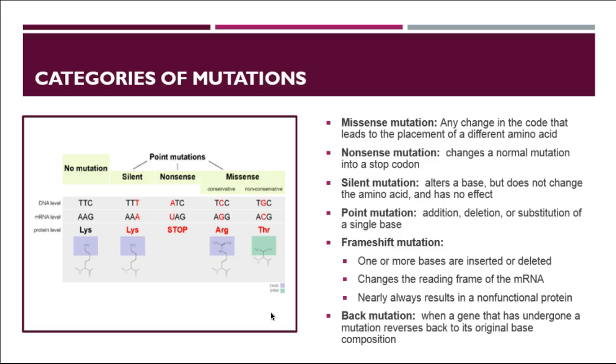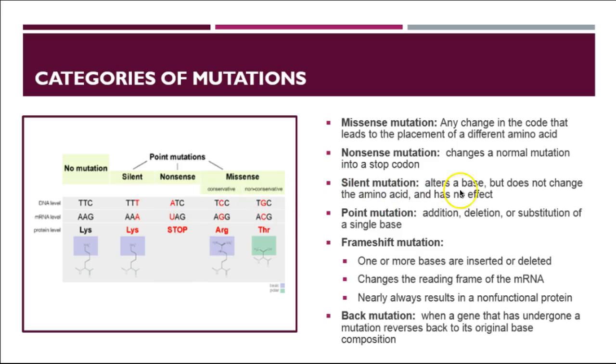A nonsense mutation changes the normal sequence into a stop codon. So you can see an example of a nonsense mutation right here. We had a point mutation at the first codon. It was changed from an A to a U, and this produced a stop codon. So no amino acid is associated with this. This just tells the ribosomes, hey, the translation is done. You've reached the stop codon.